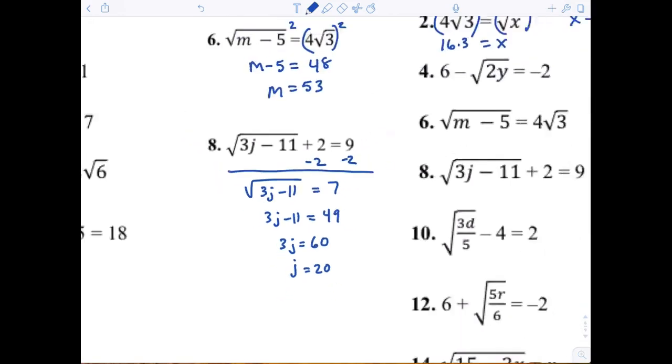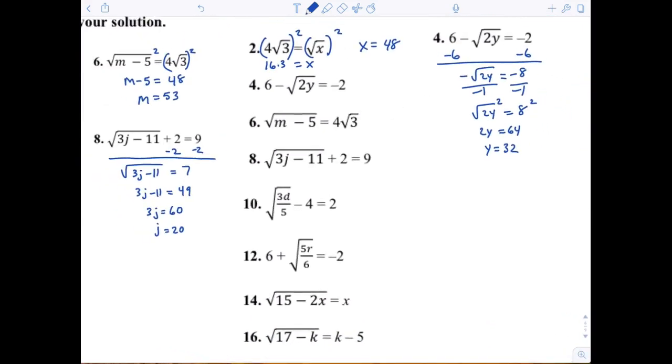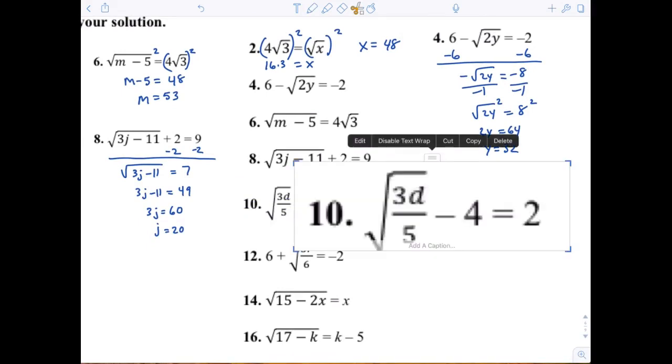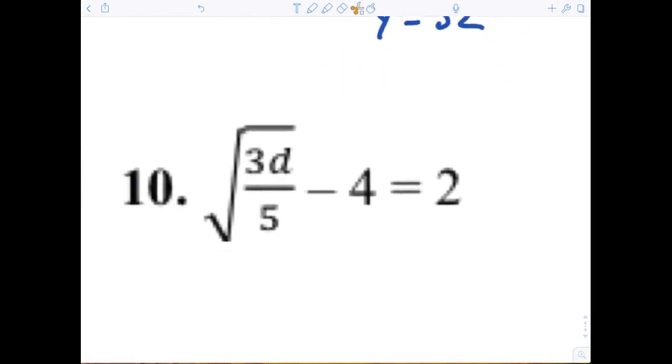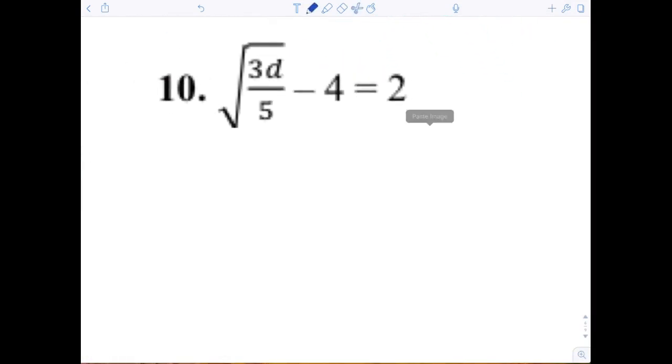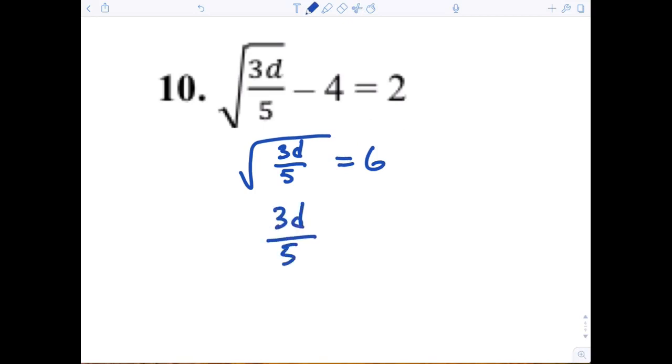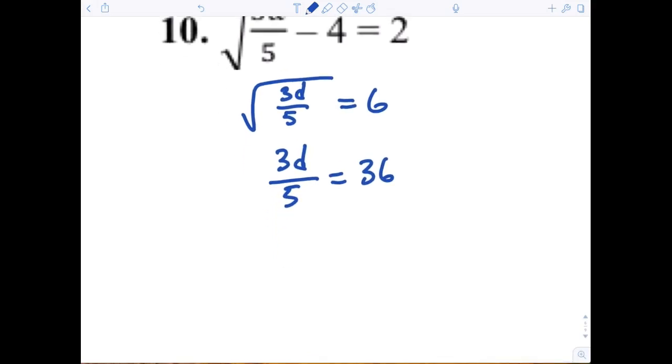All right, here we go. Let's check out 10 now. For number 10, what do I have to do to both sides? Yep, add 4 to both sides. So when we add 4 to both sides, I end up with the square root of 3d over 5 equals what? 6. Then you square both sides, exactly. So you end up with 3d over 5 equals what? 36. Then you multiply by the reciprocal, 5 over 3.